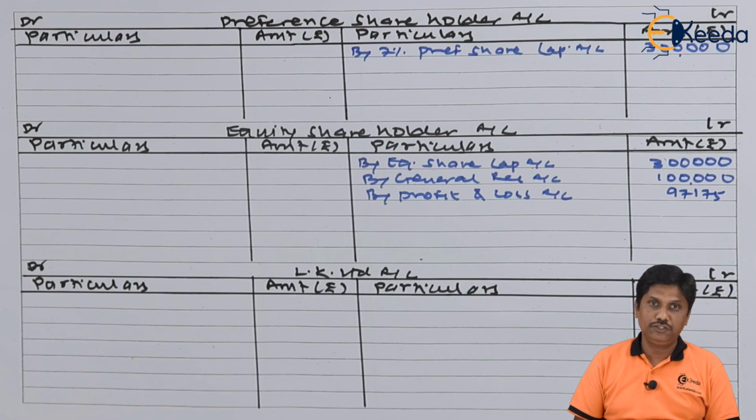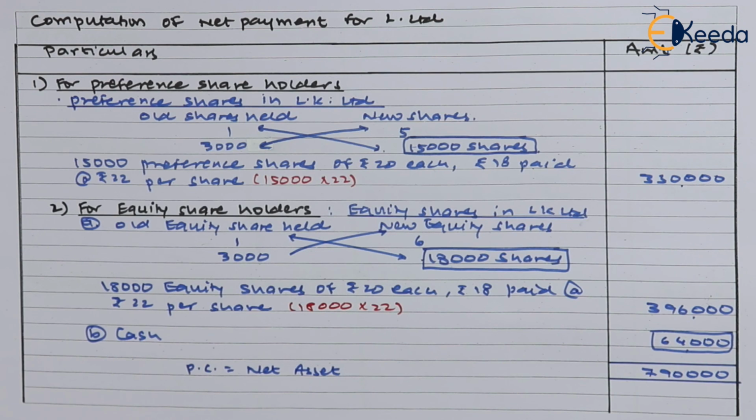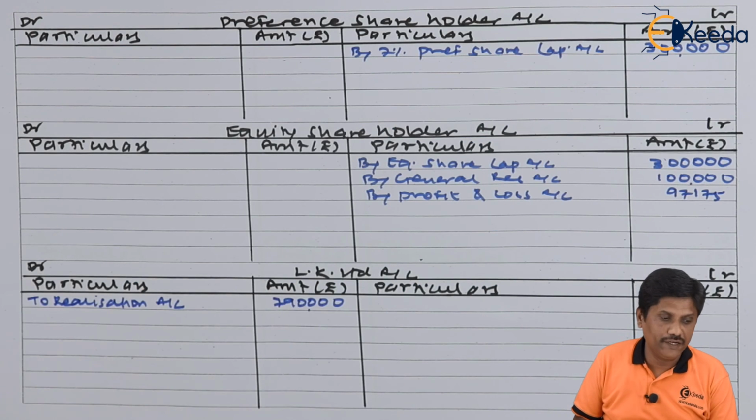Let us record and receive the PC. Recording of the PC, our entry will be purchasing company, that is LK Limited account debit to realization account based on the PC. And when we receive the PC, every amount of PC will be debited and will credit the LK Limited. So let us record the first entry, LK Limited account debit to realization account. What is the PC? Let us check out. Here is the PC. You can notice 7,90,000. Your entry is LK Limited account debit to realization account. Realization account will be credited.